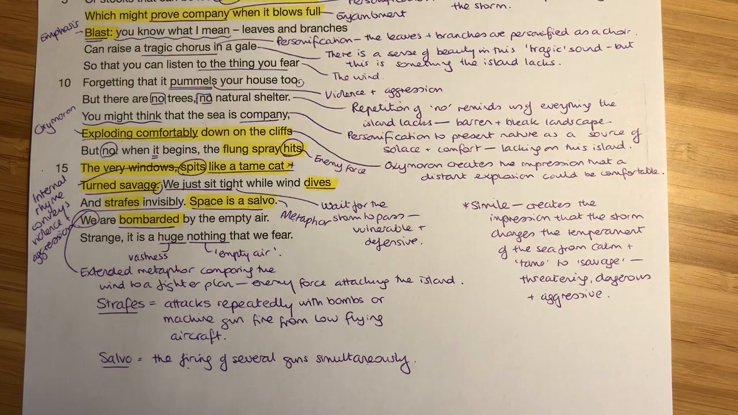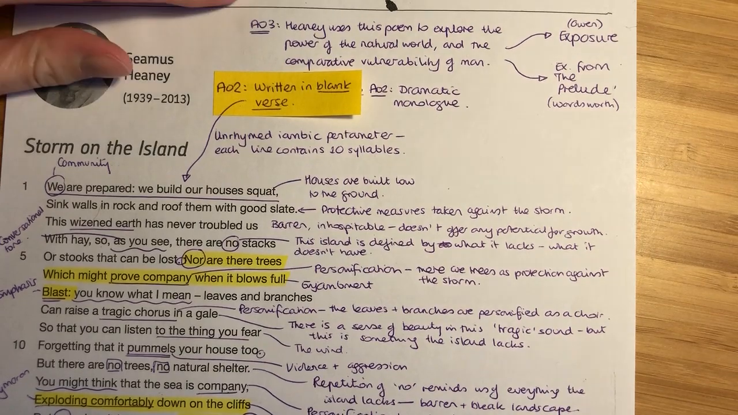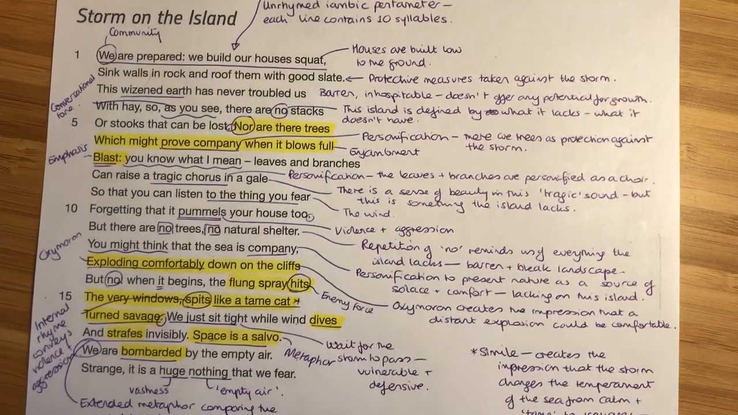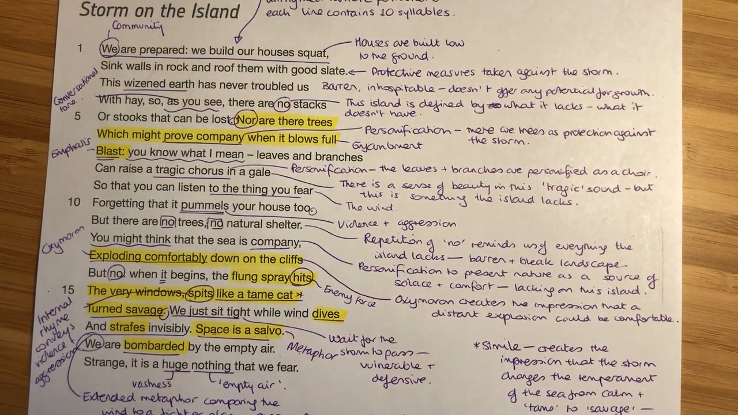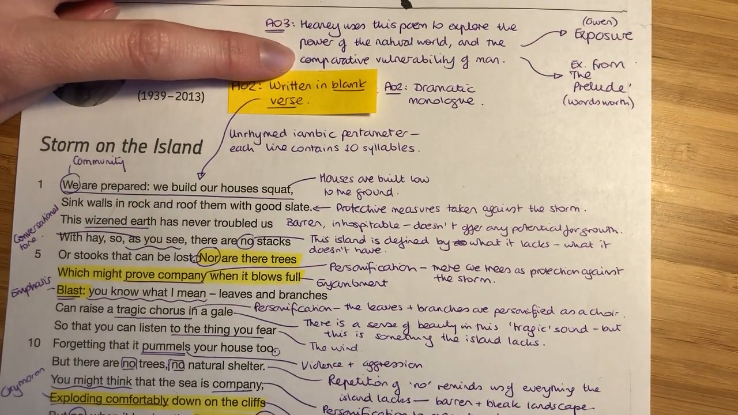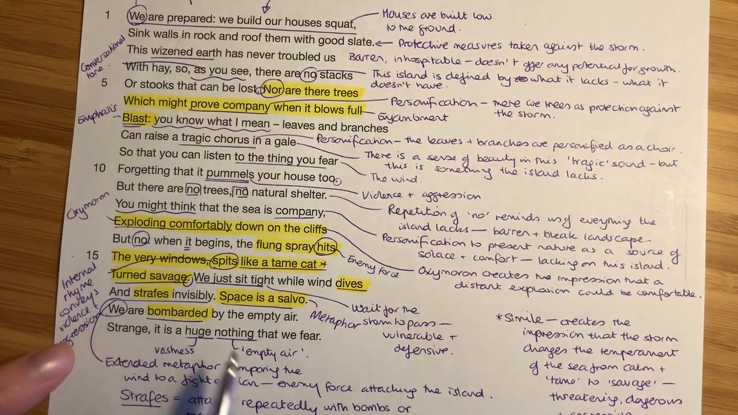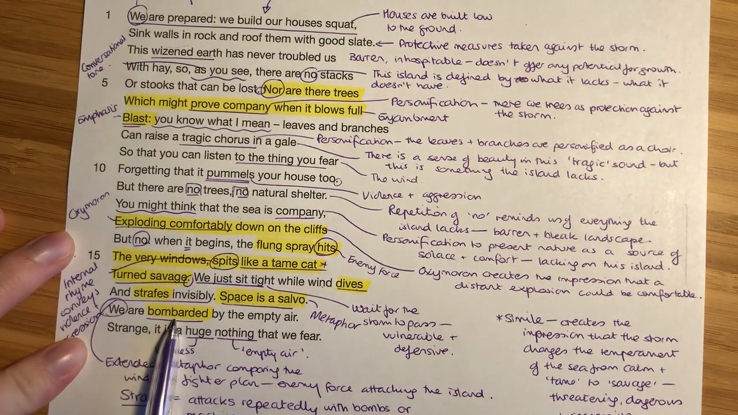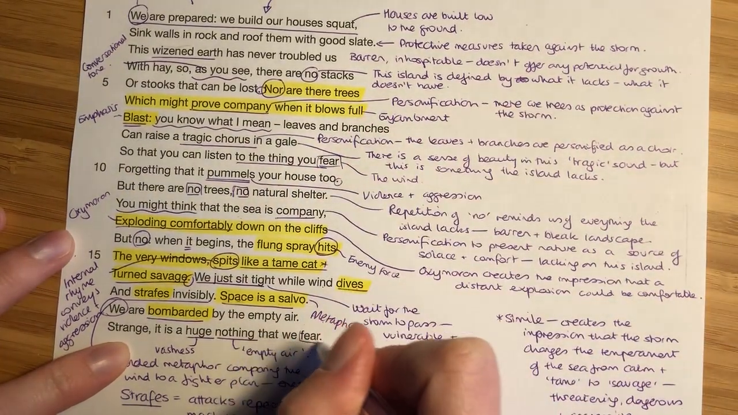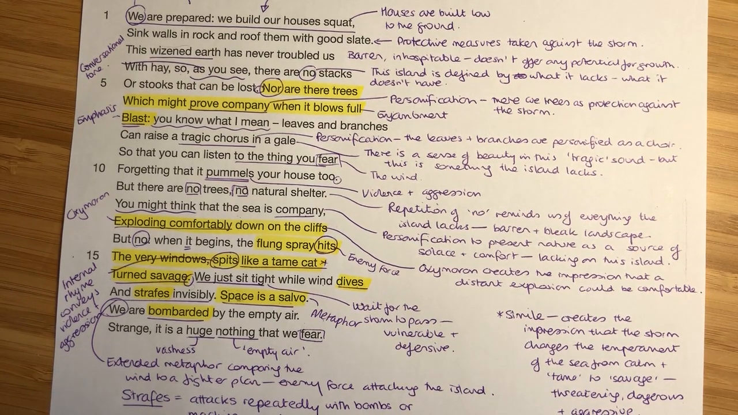All right, so just to recap on that AO3 kind of big idea then. Heaney uses this poem, where are we, up at the top, to explore the power of the natural world. And that power is developed throughout this poem, but most strongly, I think, within these last few lines, within this extended metaphor. So to explore the power of the natural world and to show the comparative vulnerability of man. So look at the way that he talks about the people. We are bombarded, we are prepared, we are bombarded. It is a huge nothing that we fear. And that word fear is echoed throughout the poem. The idea that this storm is genuinely threatening and genuinely something to be afraid of.